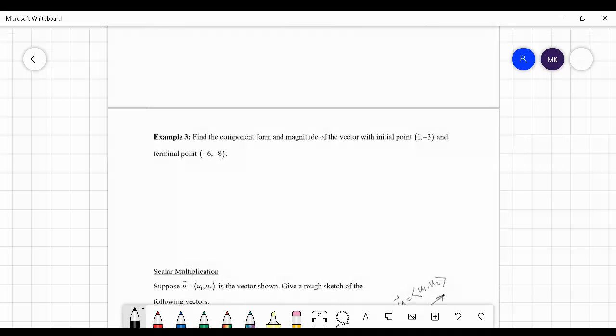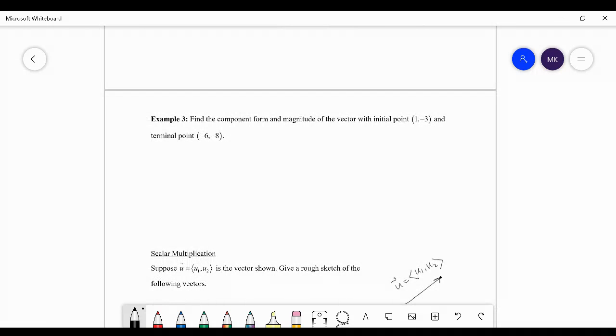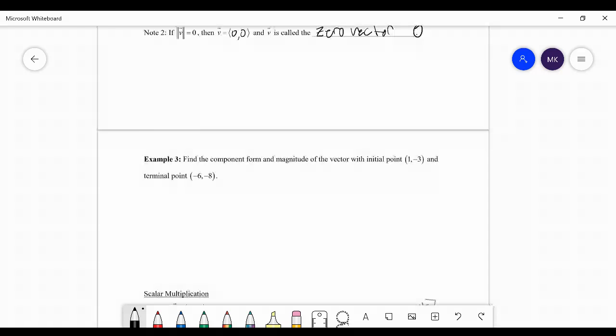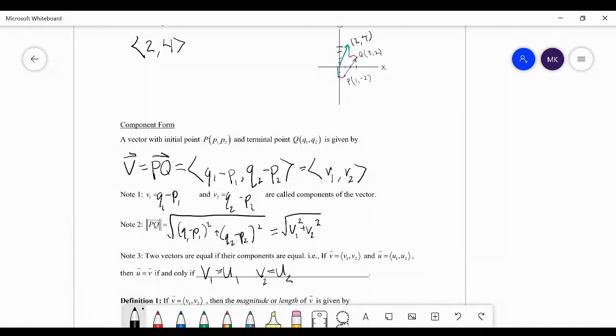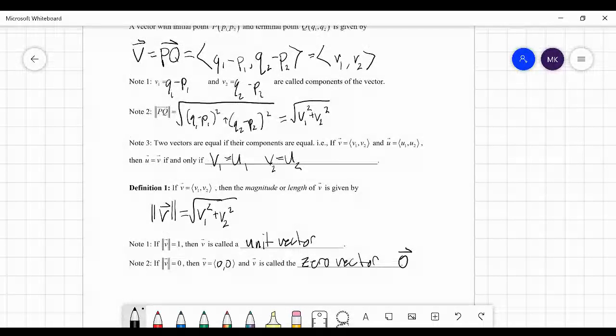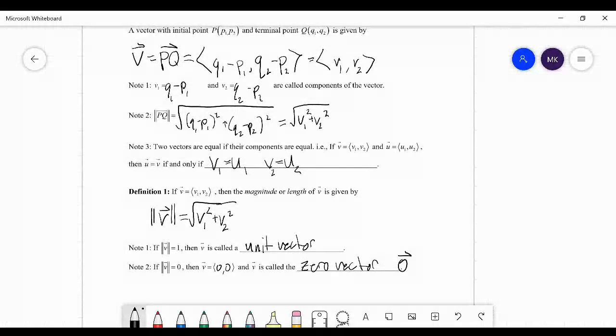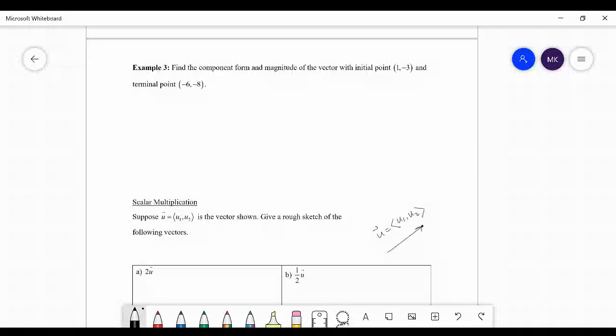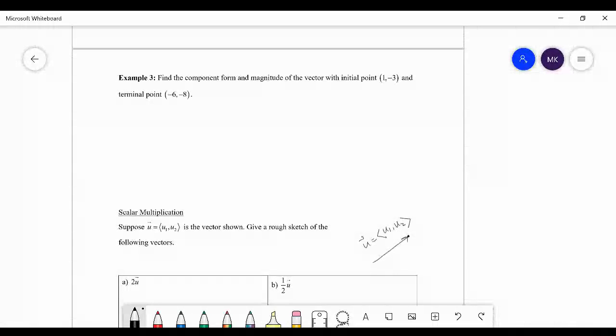So I want to find the component form and magnitude of the vector with initial point 1, -3, terminal point -6, -8. So it's really easy when we're on a graph, because this is literally the exact same thing as this, just adding in the magnitude. It was really easy here because we were able to visually see what we needed to do, but we can just follow these few steps right here and get this very simply. It doesn't give us a vector name, so we're going to go with the vector v, because why not?